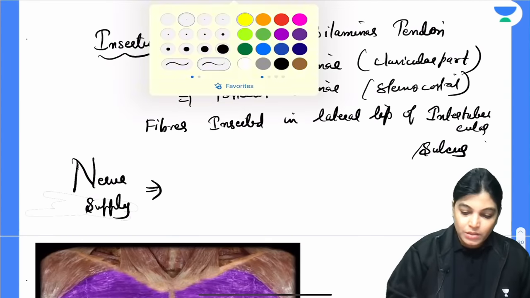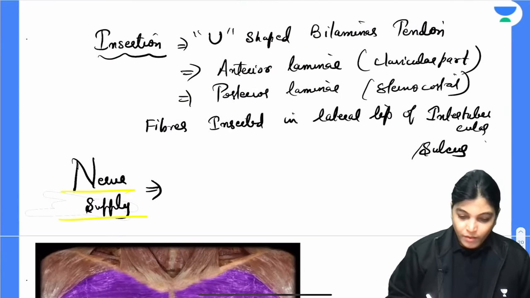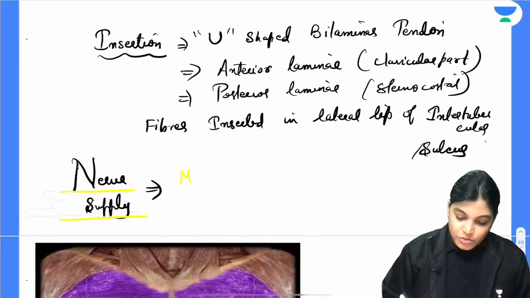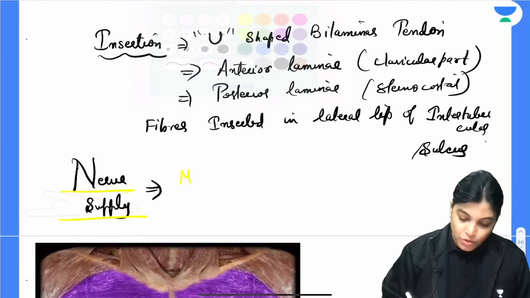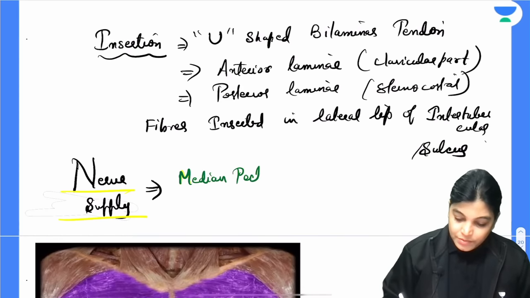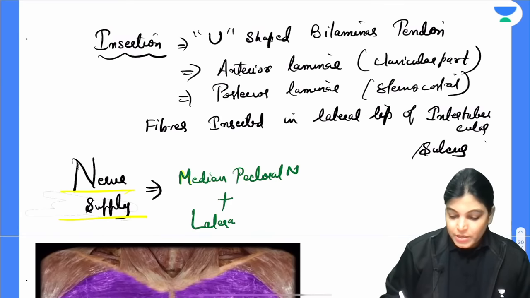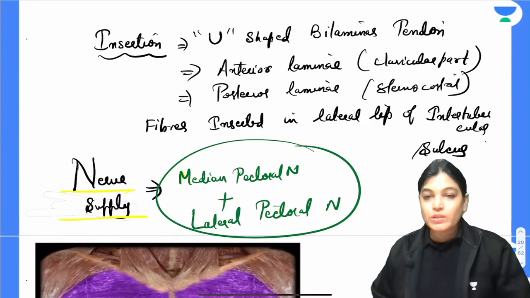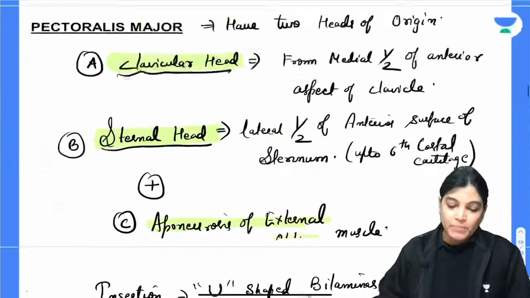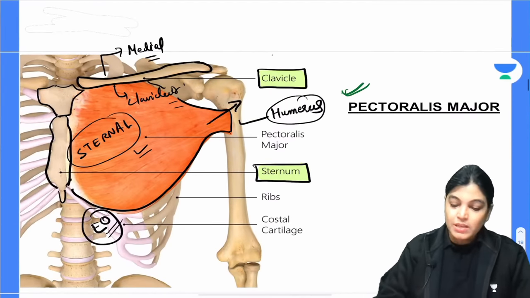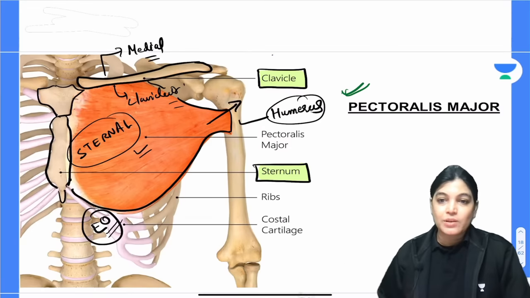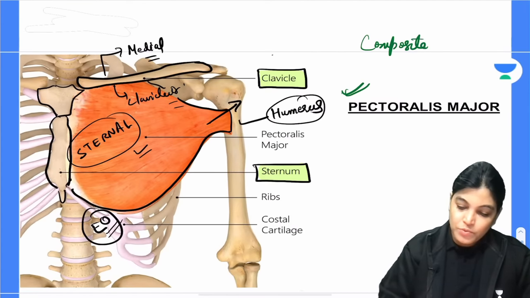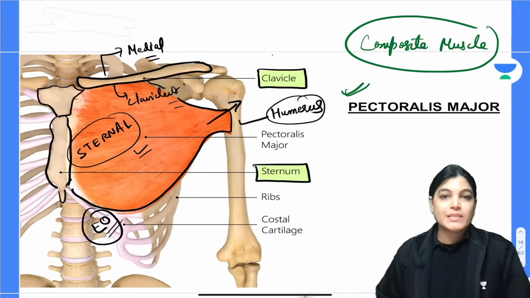If we are talking about the nerve supply, it is supplied by both the medial and lateral pectoral nerves. So both the medial and lateral pectoral nerves give innervation to pectoralis major muscle. That means pectoralis major muscle is which type of muscle? If you remember, I talked about this point in general anatomy. Since it gets innervation from both medial and lateral pectoral nerves, this is an example of a composite muscle, having innervation from two nerves.